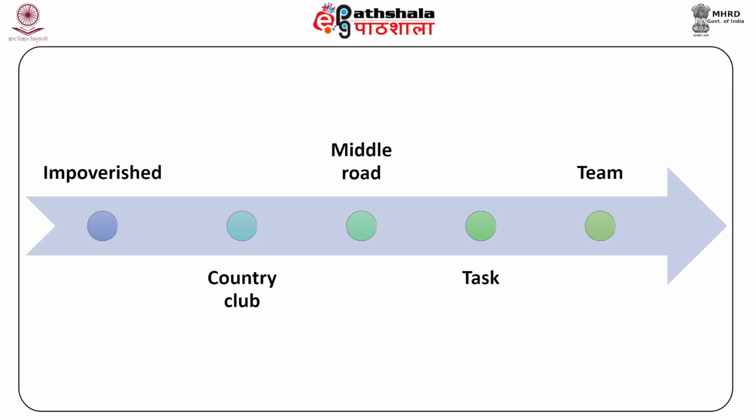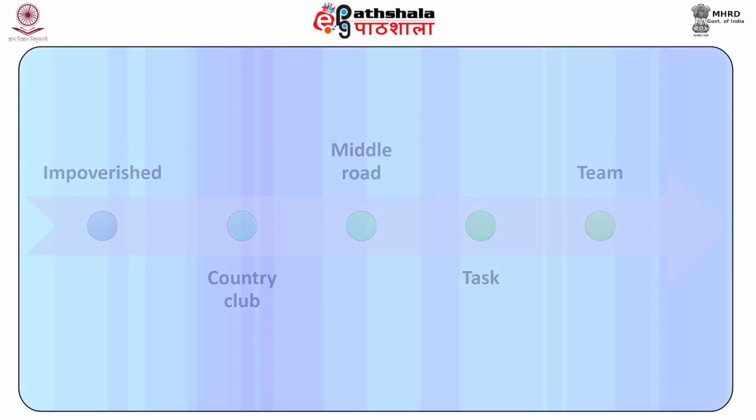Task, also called 9-1 leadership style, as the leader shows very high concern for production and very low concern for people. Team, also called 9-9 leadership style, as the leader shows very high concern for both production and people. Hence, the 9-9 form of leadership style is the most optimum leadership style. This style is also called the super leader style.